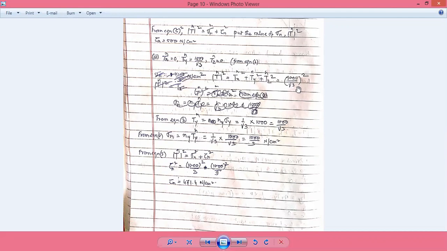Now, from equation 2, Ty equals ny sigma y, with ny equal to 1 by square root of 3. Then from equation 2, Ty will be ny sigma y, which is 1 by square root of 3 into 1000, or 1000 by square root of 3. Thus ny into Ty, square root of 3 into 1000 by square root of 3, gives 1000 by 3 itself. Now, what happens?